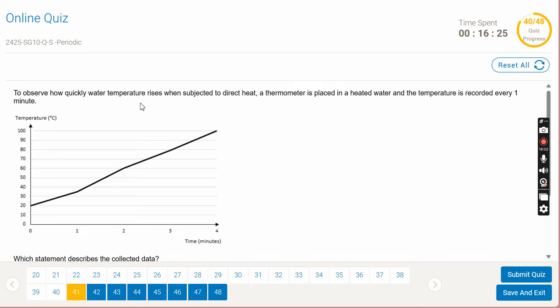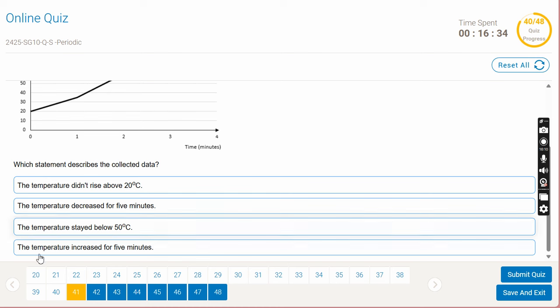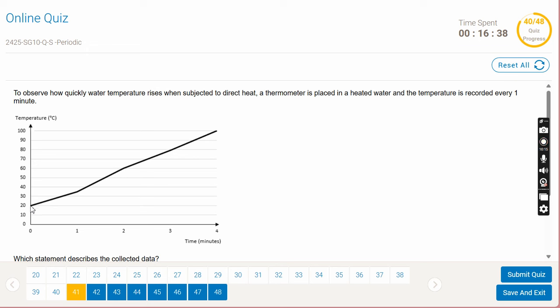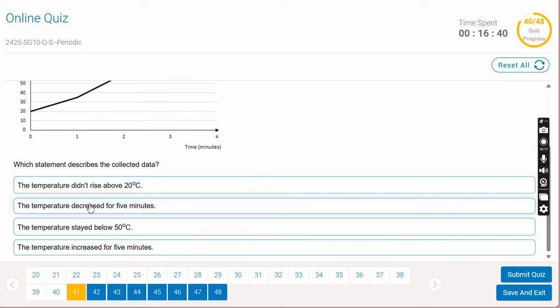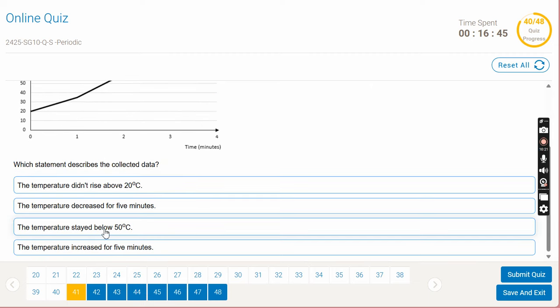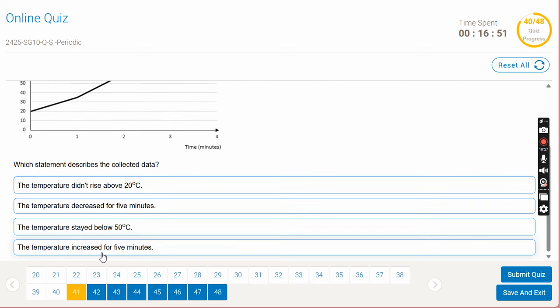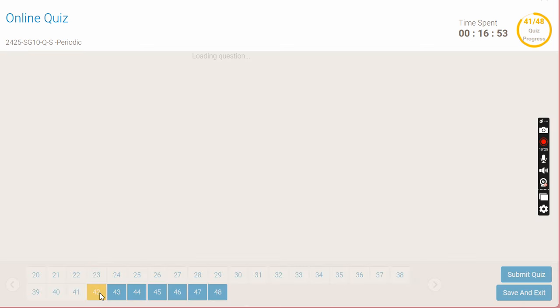In the next one, you can see the temperature. Water temperature rises when subject to direct heat. A thermometer is placed in heated water and the temperature is recorded every 1 minute. So you see the temperature keeps increasing. Let's see what the options are. The temperature didn't rise above 20 degrees. It did. We can see that at 20 degrees it was rising. The temperature decreased for 5 minutes. No, it did not. It's increasing. The temperature stayed below 50 degrees Celsius. No, it did not. It rose above 60 degrees Celsius. It reached 100 degrees. The temperature increased for 5 minutes. Yes. So this is the only correct option.